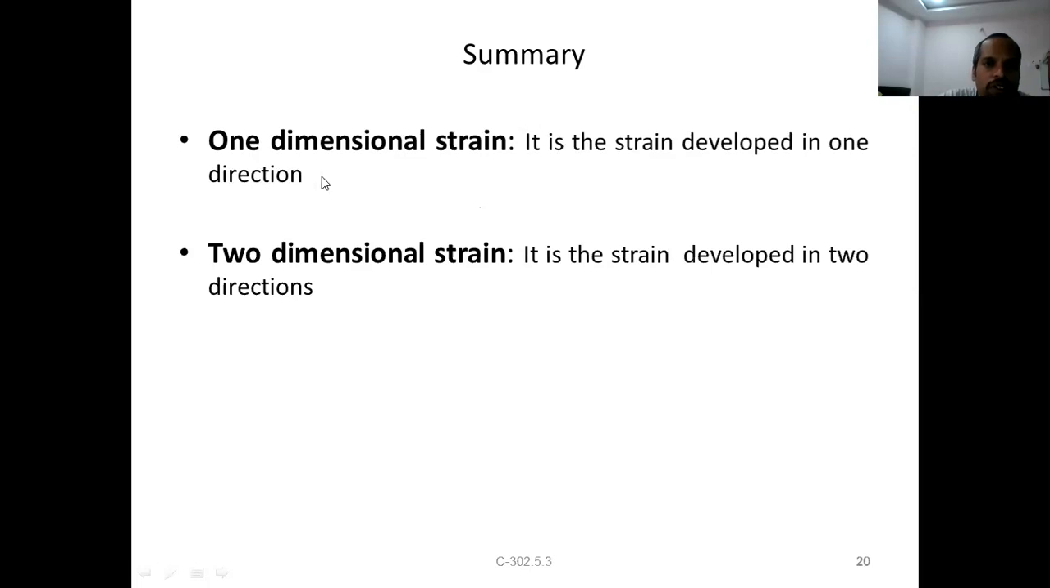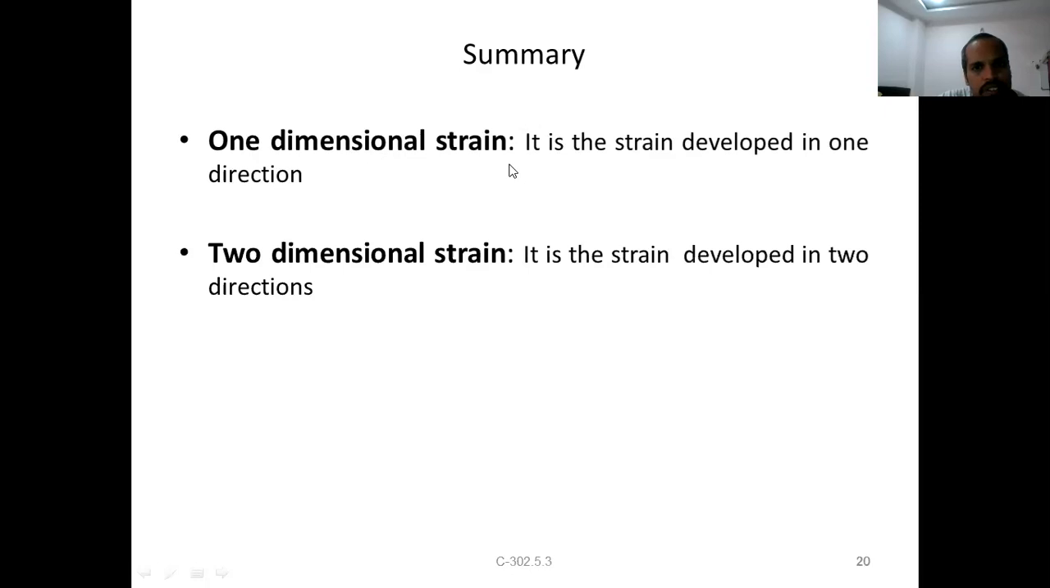So if it is along one dimension, strain is equal to change in length, delta L by L. Both are in millimeters, so it means it has no units. It cannot have any units, as it is dimensionless, right? So no units. Now coming to the types of strains.